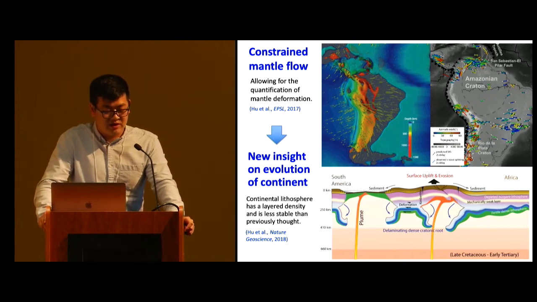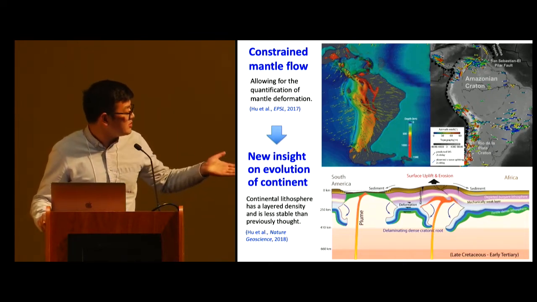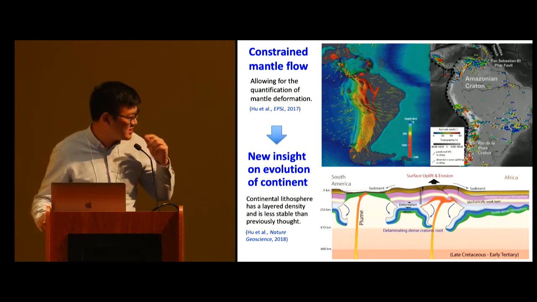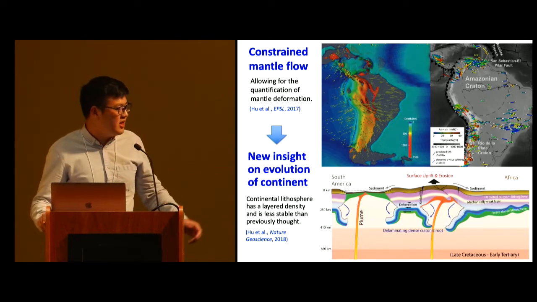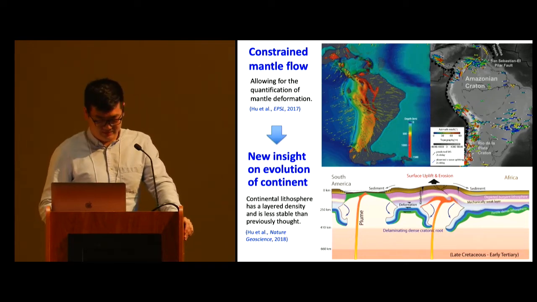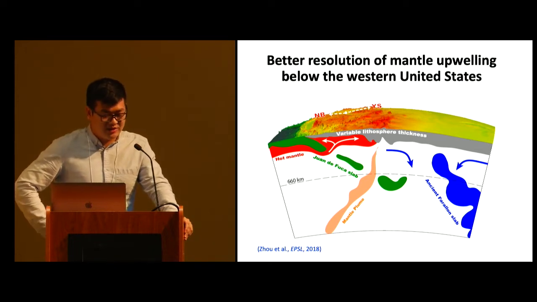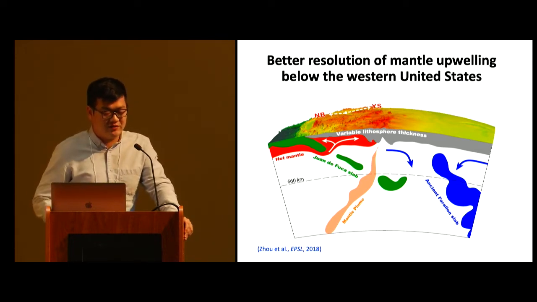Continental lithosphere has a layered density, and it could be destroyed by some plumes or some other things. So there are many things that can happen beneath the continent. For North America, we are focused on the western part. We are trying to better resolve the mantle upwelling below the western United States.